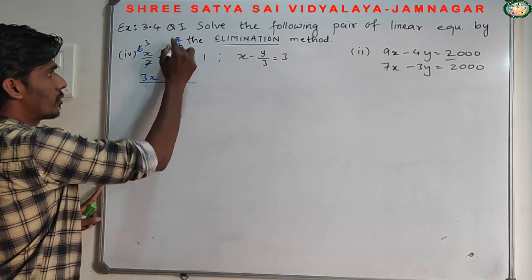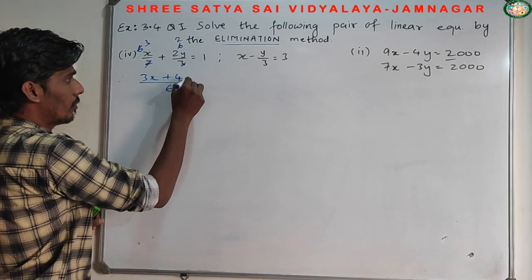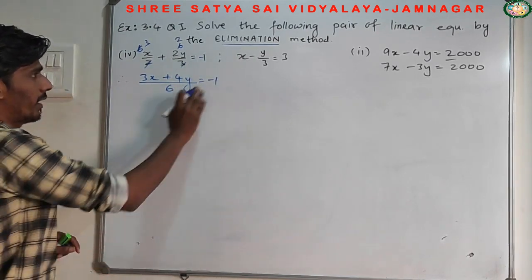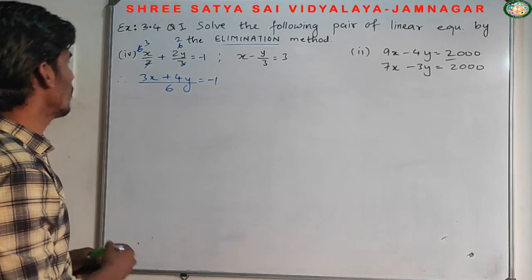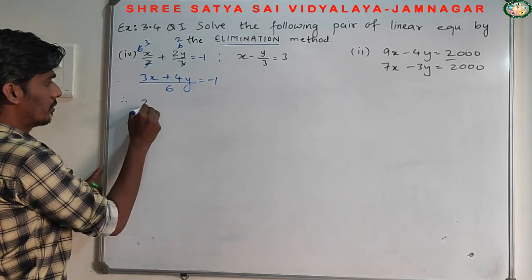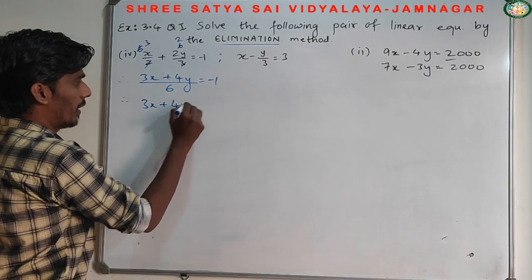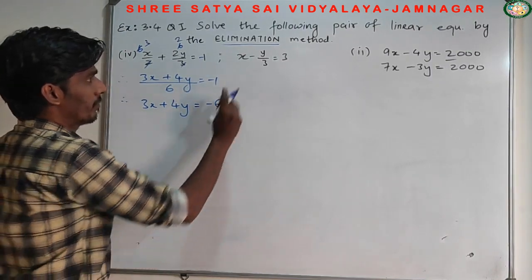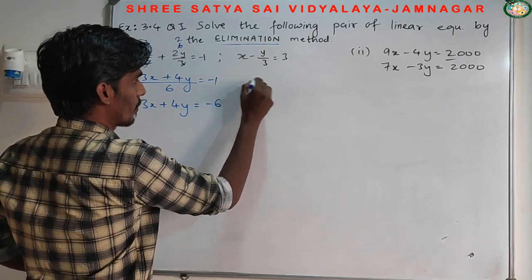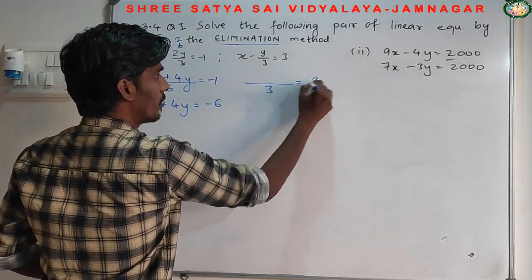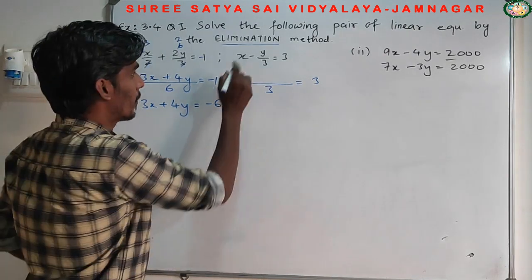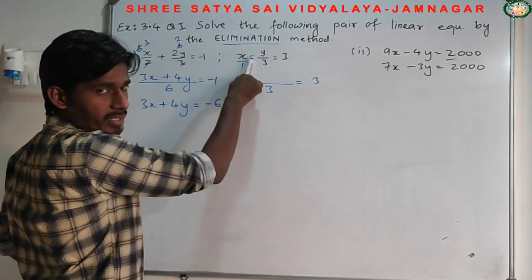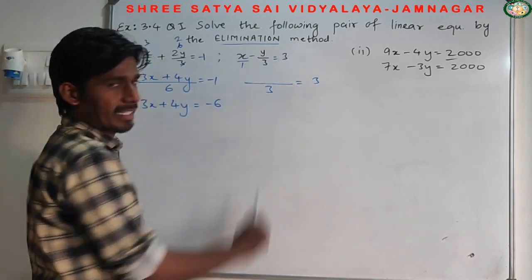3 2s are 6, 2 2s are 4y equals to minus 1, I think. It's minus 1 in the question. So now I can write here 3x plus 4y equals to minus 6. Similarly here, what is the LCM here? LCM is 3. We can't take this 3 directly here because if nothing is there means 1.